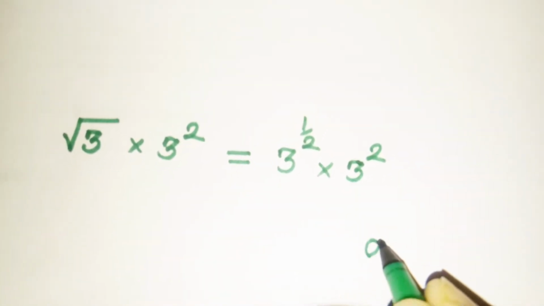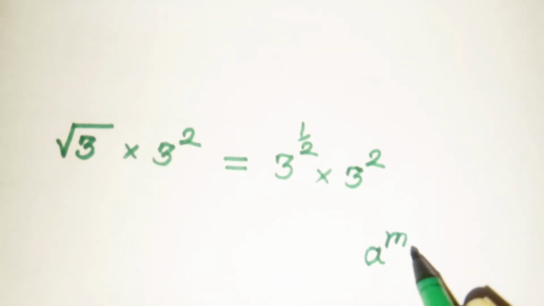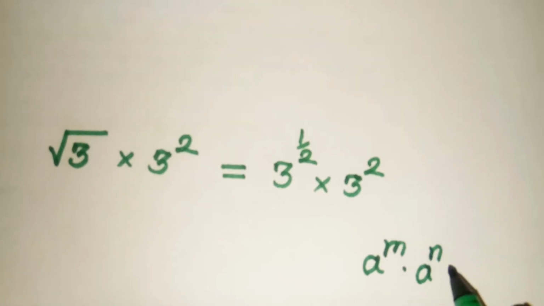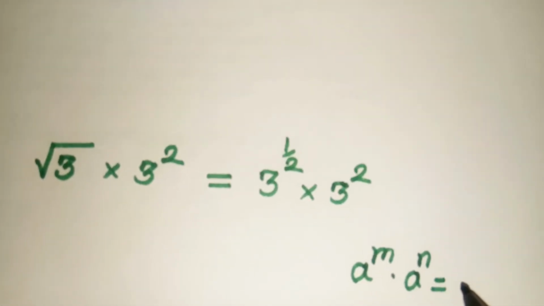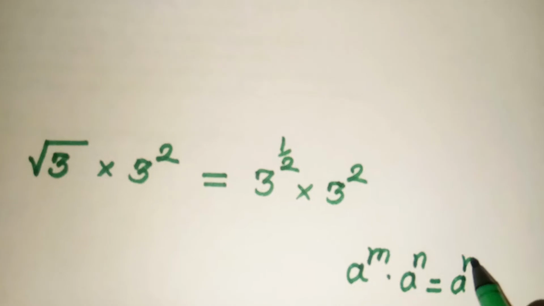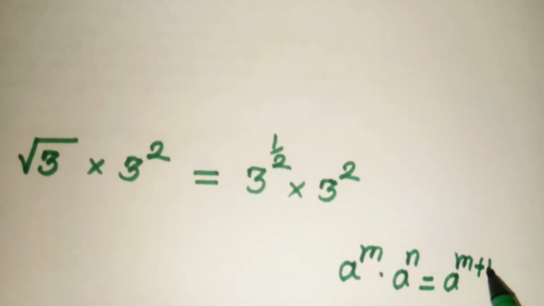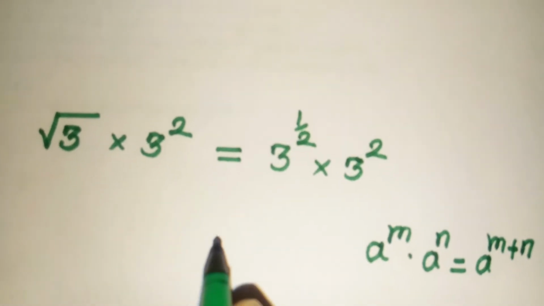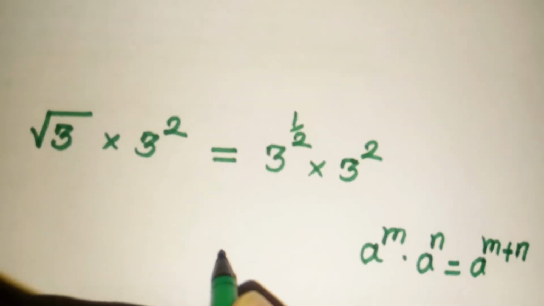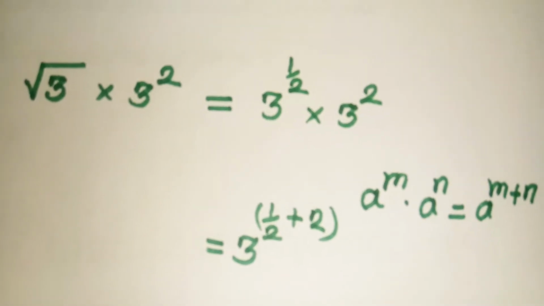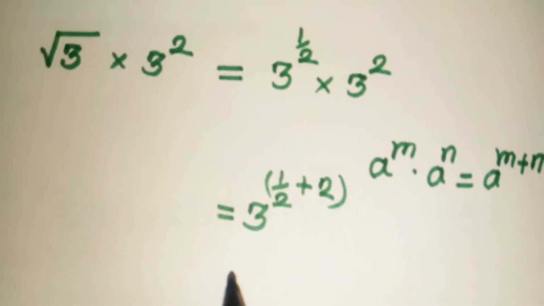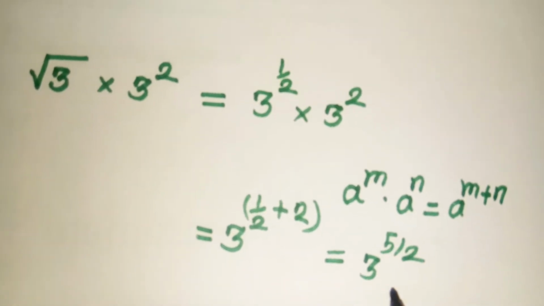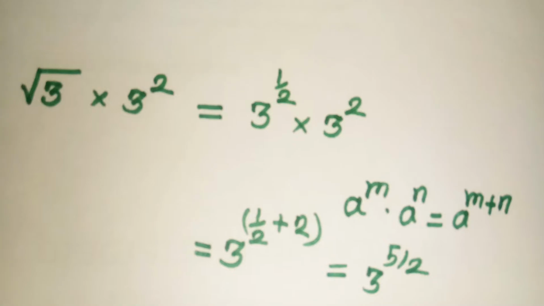Now we have to add the powers by using our indices formula, that is this one, a raised to the power m into a raised to the power n is equal to a raised to the power m plus n. Here the powers are half and 2, so we are adding the powers of 3, that is 3 raised to the power 1 by 2 plus 2. What is the addition of this power? Yes, 5 by 2.